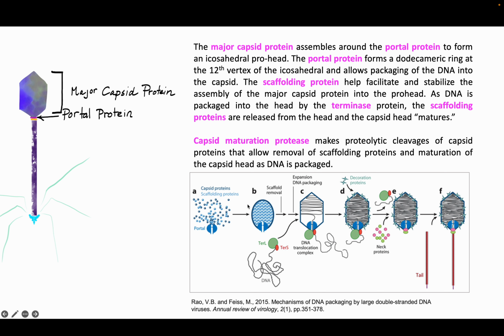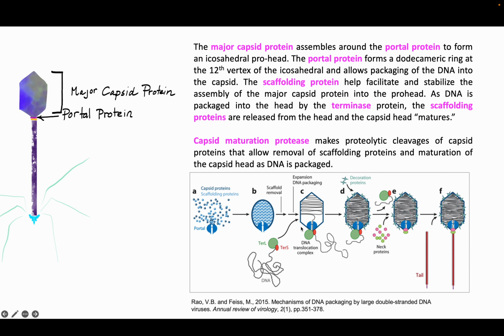And so once this happens, what we have is a pre-head or prohead complex that has the major capsid protein, but within are all the scaffolding proteins that are sort of stabilizing the head until the terminase comes along and packages the DNA. And as the DNA is packaged, the head matures.